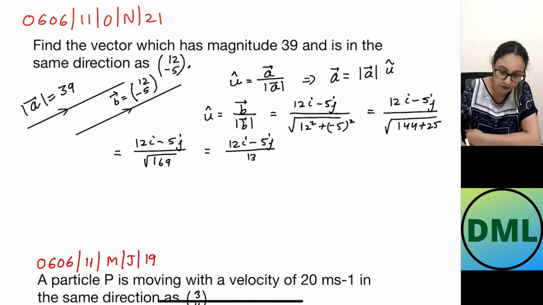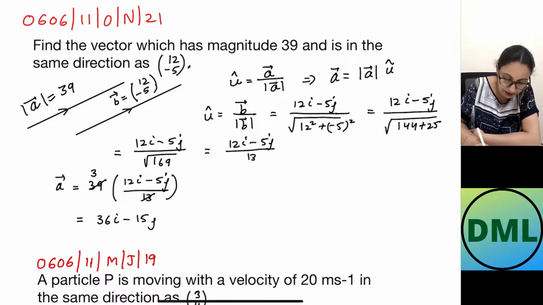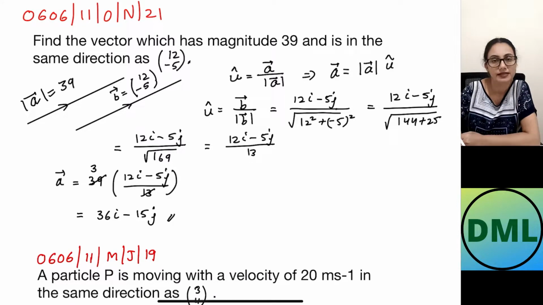Now we are going to substitute the unit vector value here. So the vector A will be given by the magnitude of the vector, which is 39, times the unit vector, 12i minus 5j over 13. So 13 will get cancelled from here and it will be 3. If I multiply that, my answer will be 36i minus 15j. That will be your answer for the vector A. We are going to apply the same concept in solving other past paper questions.